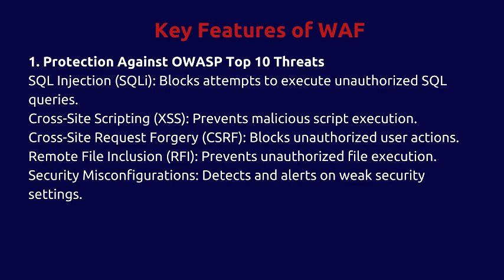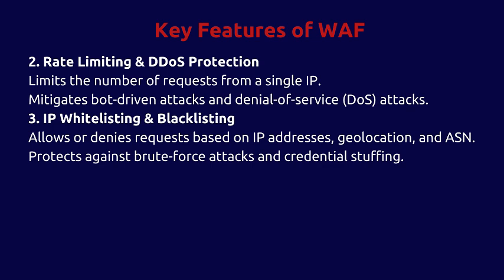Number 2 key feature of the WAF, it has rate limiting and DDoS protection. Limit the number of requests from a single IP. Then it mitigates bot-driven attacks and denial of service attacks. Number 3, under the key features of the WAF, it has IP whitelisting and blacklisting. It allows or denies requests based on IP addresses, geolocation, and ASN. It protects against brute force attack and credential stuffing.